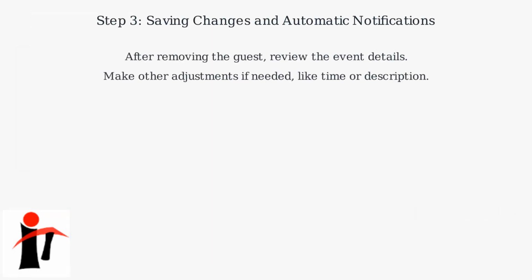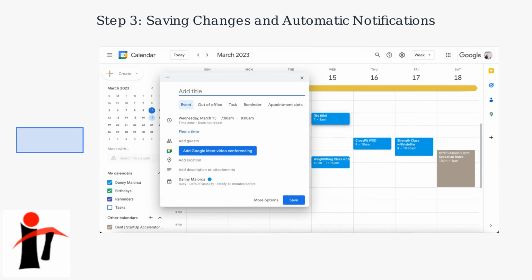After removing the guest from the event, take a moment to review the event details. You can make additional adjustments at this point, such as changing the time, location, or description to ensure everything is correct. Once you're satisfied with all the changes, click the Save button to confirm and apply them. This updates the event for all participants.